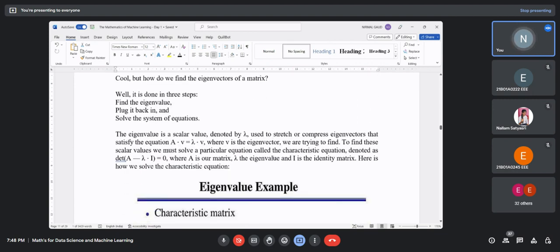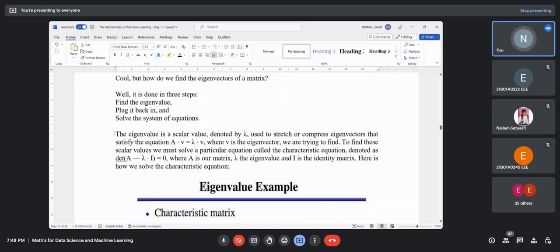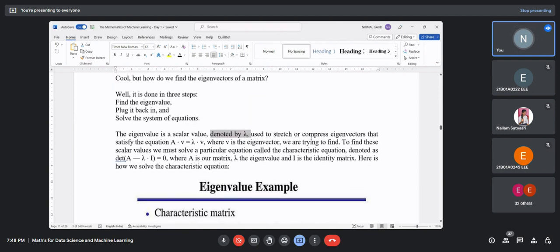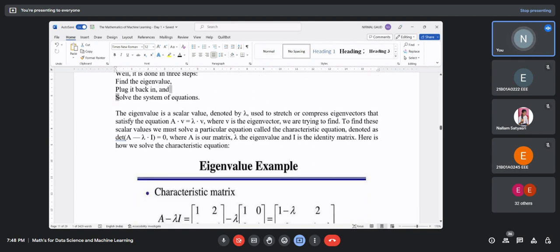All right. So what is this eigenvalue? Let us give an example. An eigenvalue is a scalar value. It is denoted by lambda. I hope you have already done this in mathematics. So what are the steps to find the eigenvectors of a matrix? There are three steps. First find the eigenvalue, put it back into the equation, and solve the equation. This is how you are going to find the eigenvectors.